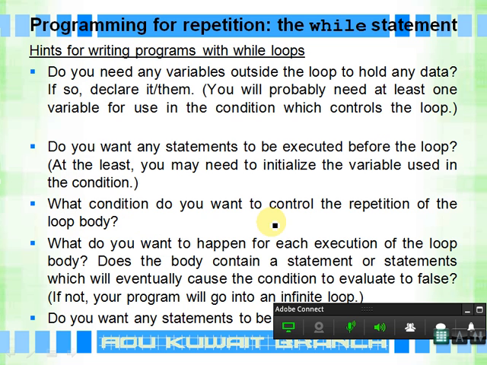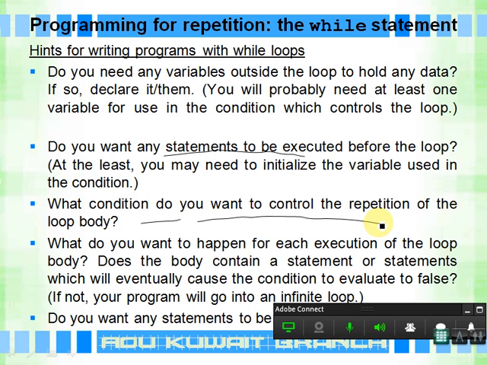Now here are some hints for writing a program with the while loop. How to write a while loop. So first we check, do you need any variable outside the loop to hold any data? Do you want any loop variable to hold the data outside the loop? If so, declare them. The next is, do you want any statement to be executed before the loop? If yes, write those statements before the loop. And then what condition do you want to control the repetition? That is, what is the condition inside the loop? While condition. What is that condition?